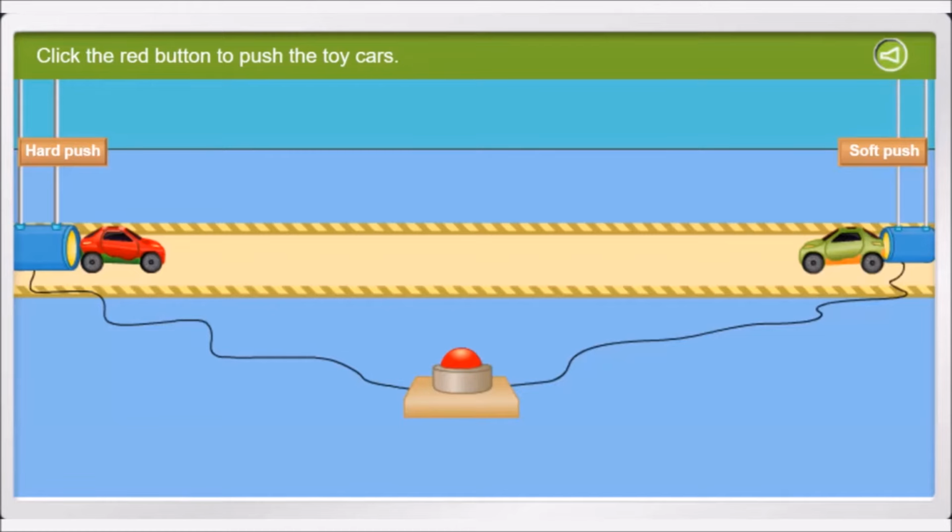In this investigation, we have a red car and a green car. The red car will receive a hard push down the ramp, and the green car will receive a soft push down the ramp. Take a moment to make a prediction about what you think will happen when the two cars collide. Let's see if your prediction was right.